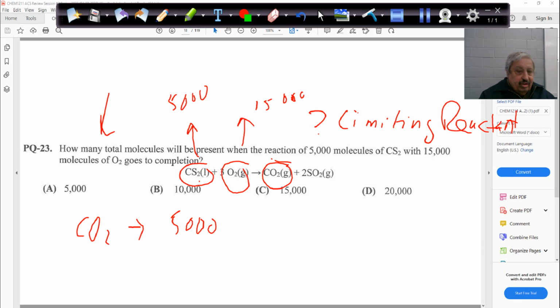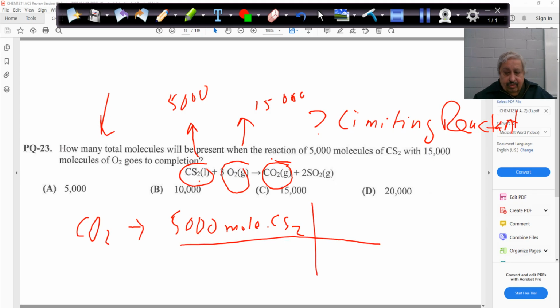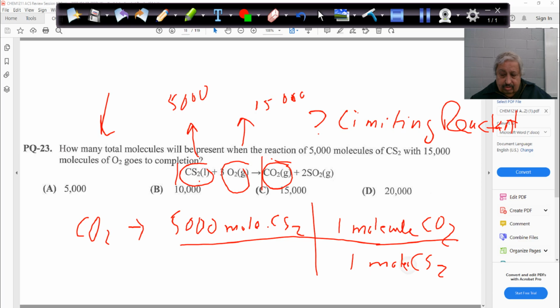So 5,000 molecules, correct, of CS2, this is 1:1. One molecule, or you look at the equation here, CO2 is 1, this is 1 from the equation. One molecule of CO2 to one molecule of CS2. So molecule cancels out, and you get 5,000 of CO2.